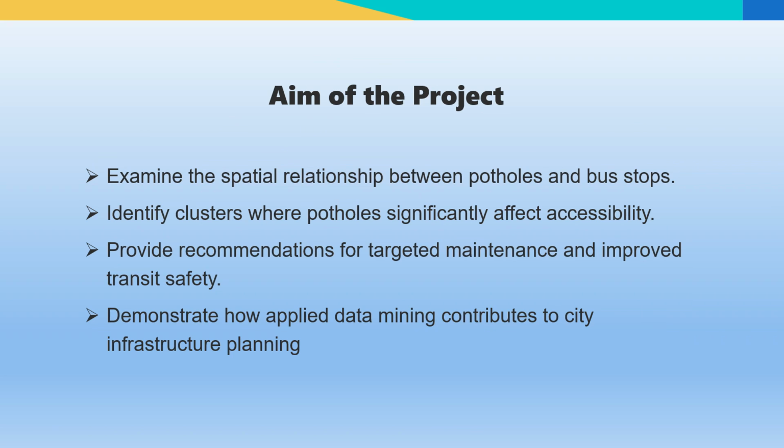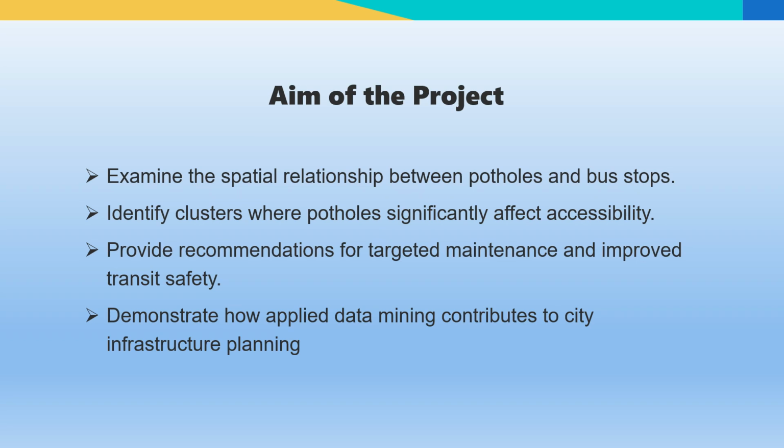Let's move on to the aim of this work. In this section, I'll summarize the main objectives of the project. The key goal was to examine the spatial relationship between potholes and public bus stops to determine where accessibility is most affected. I'll also highlight that the project aims to provide recommendations for better maintenance and prioritization, and demonstrate how data mining can enhance city infrastructure management.